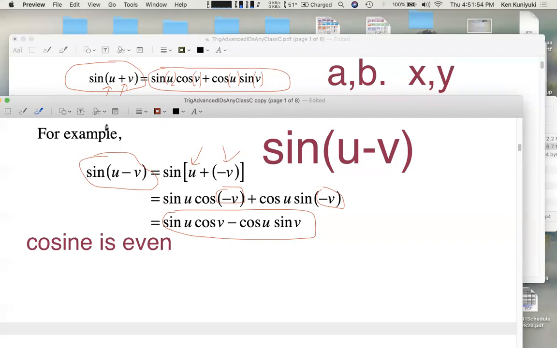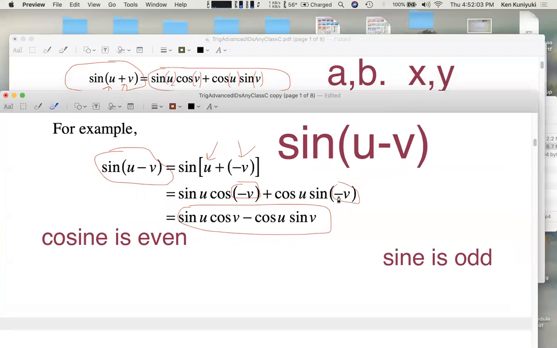But what about sine, S-I-N-E? Sine is what kind of function? Even or odd? Sine is odd. So what happens to this negative or opposite sign? It pops out. So over here, this sign dies out because cosine is even, but this guy pops out because the sine function, S-I-N-E, is odd. So the plus sign turns to a minus sign. It comes down to the even and odd properties. Cosine is even, while sine and also tangent are odd.